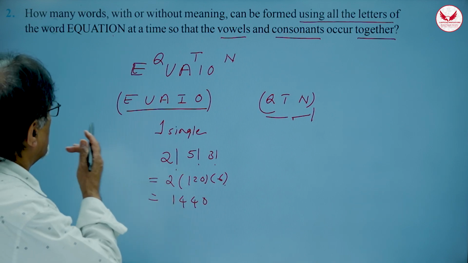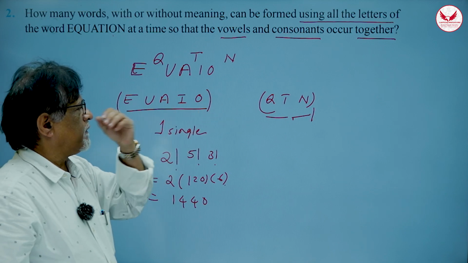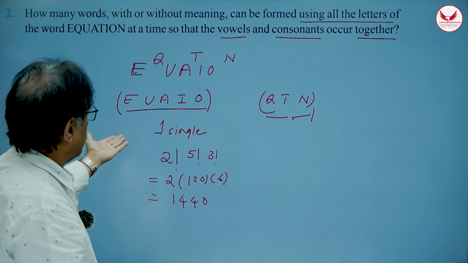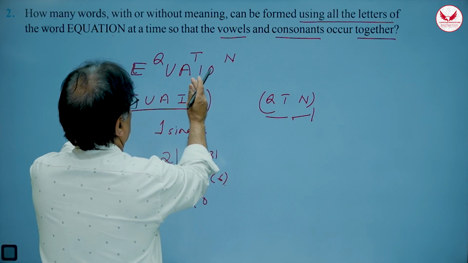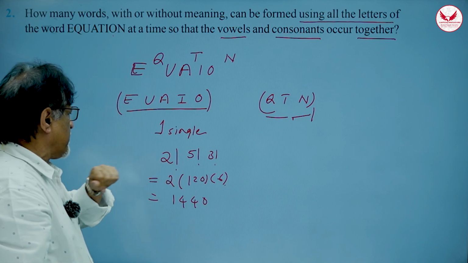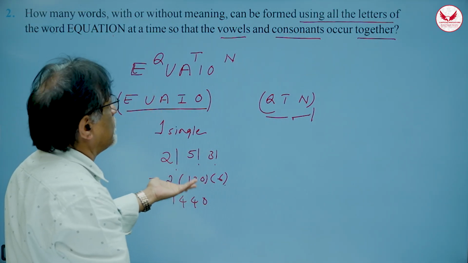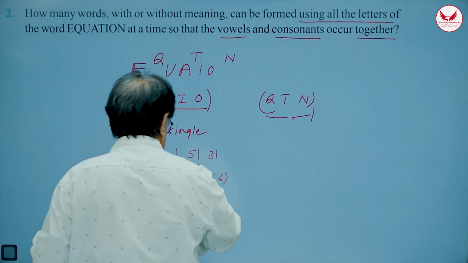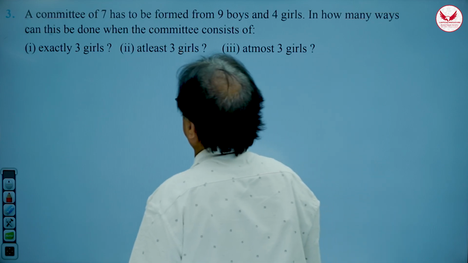Okay, we did the same thing. We just separated vowels from the consonants, and then they are to be together. So we have considered them as one word. This is the one object, this is the second object. There are 2 objects. They can be permuted in 2 factorial ways among themselves. Okay, that is how we have solved these problems. Not a very difficult problem.